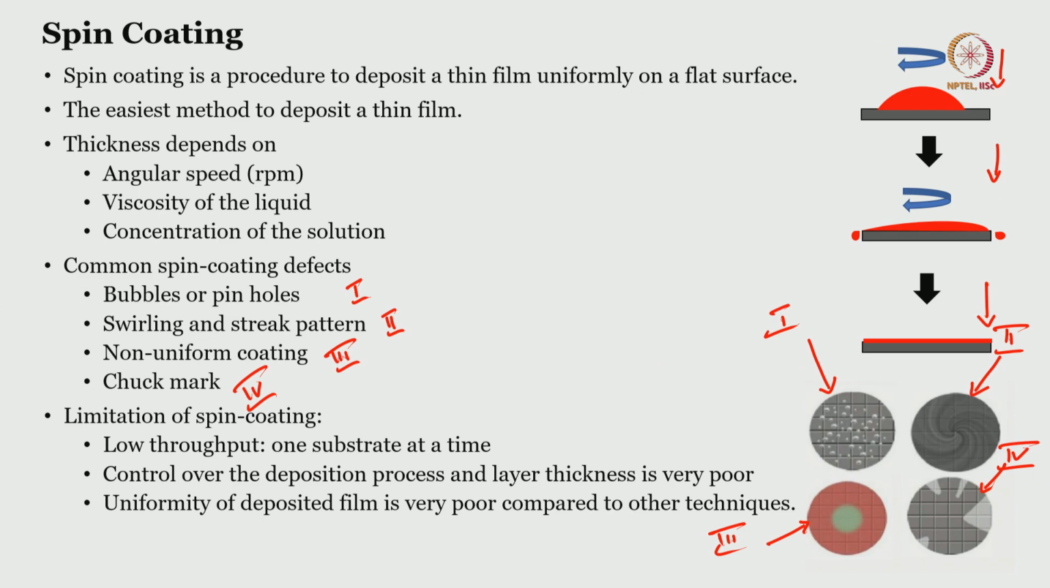What I mean is that if you coat the same material at the same RPM on 100 different substrates, what is the accuracy of the deposition that you find? In this case it will be extremely poor. Uniformity of the deposited film is very poor compared to other techniques. Now when I say poor, it is not really bad, but when you compare to CVD or PVD, it is poor.